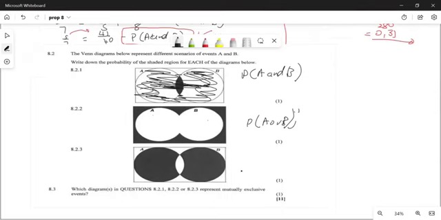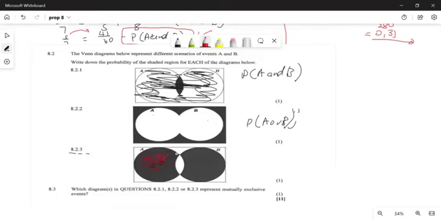Okay, let's go to number 8.2.3. What does this part represent here? A only. This one here, it's A only. What does this part represent here? B only. So what do these two parts represent, both of them? A only and B only. Yes, they represent A only and B only.